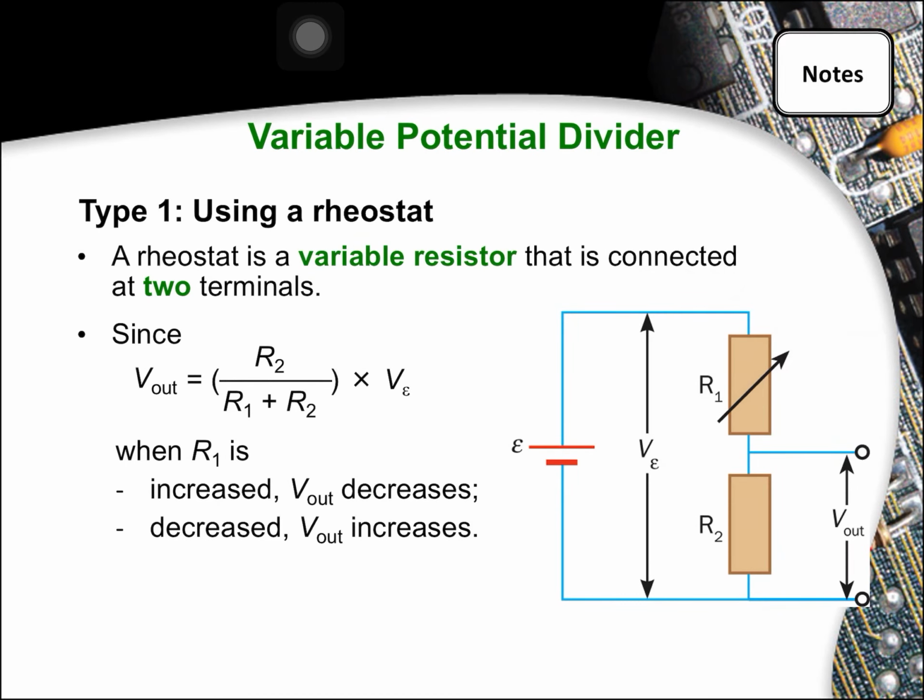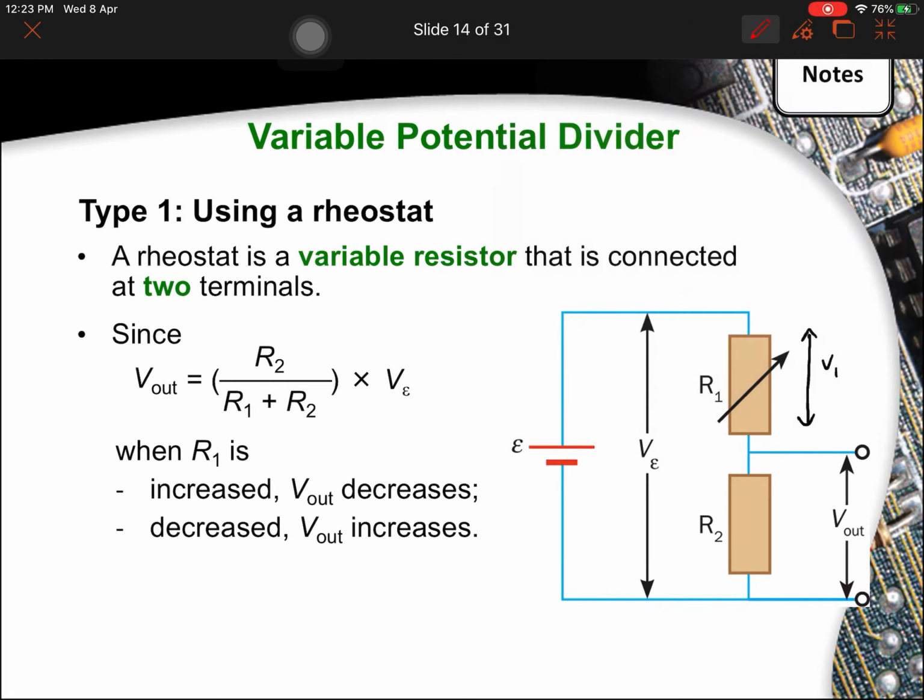Alright, so we move on to using a rheostat as part of our potential divider. Now, you can see that if I use the same formula, I'm going to call the potential difference across R1, V1. And the potential difference across R2 is just called V out. So if I call this V epsilon, now, when R1 increases, what's going to happen?